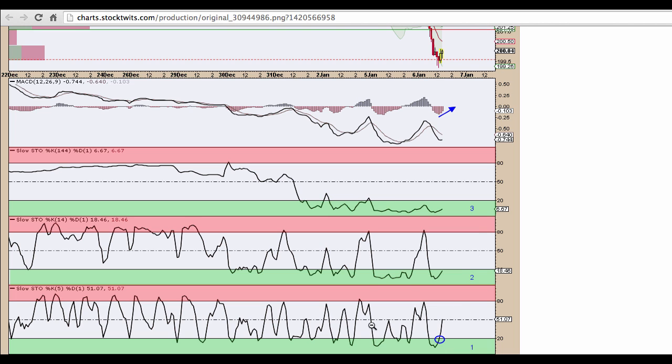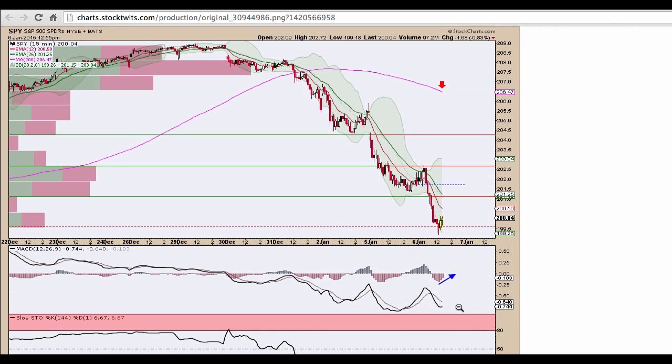We use the 5-1, the 14-1, and the 144. Now we're looking for the 144 to fire. Number 2 is about to fire as well. All right, so you can see.